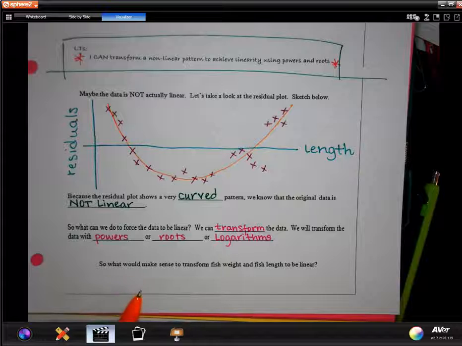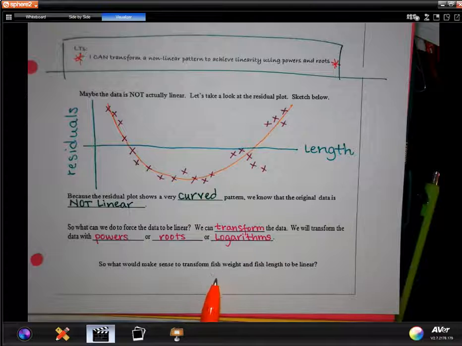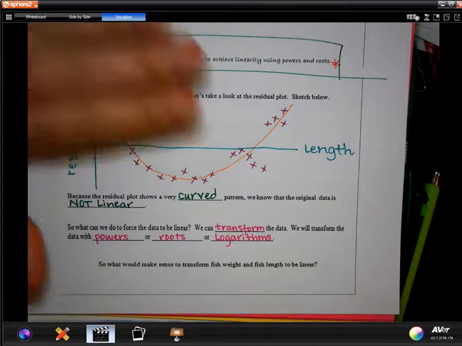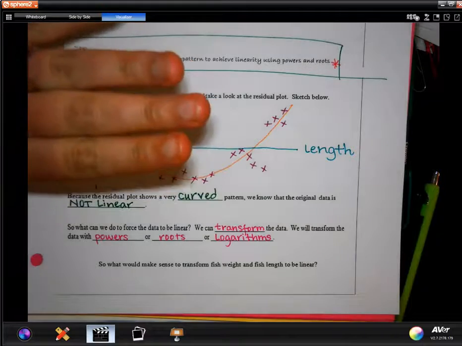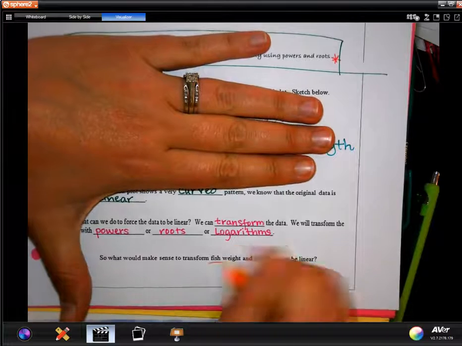All right. So what can we do? I said we're not using logarithms today, so that rules that one out. But what could we do to transform fish weight and fish length? I think if you rooted the parabola, the residuals, but that wouldn't really help. You're thinking, oh, our pattern's squared, so if we don't pay attention to that, that's not going to help us. Think about fish weight and fish length.